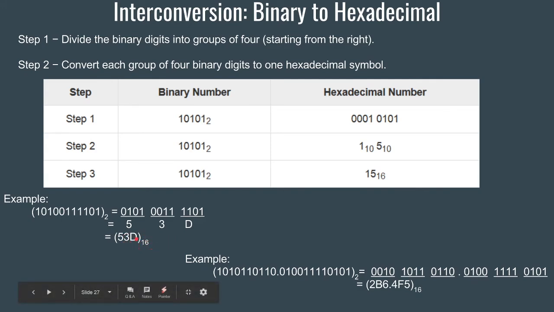Over here we have written this D because we had the binary group as 1101. Now this 1101 actually stands for D, unlike in this case, where we had 2 different groups. That's why we did not write it as F. So similarly we have proceeded in this example as well. You can take a look. We just make groups of 4. We put the decimal point at the right place and then convert it into its equivalent hexadecimal form.